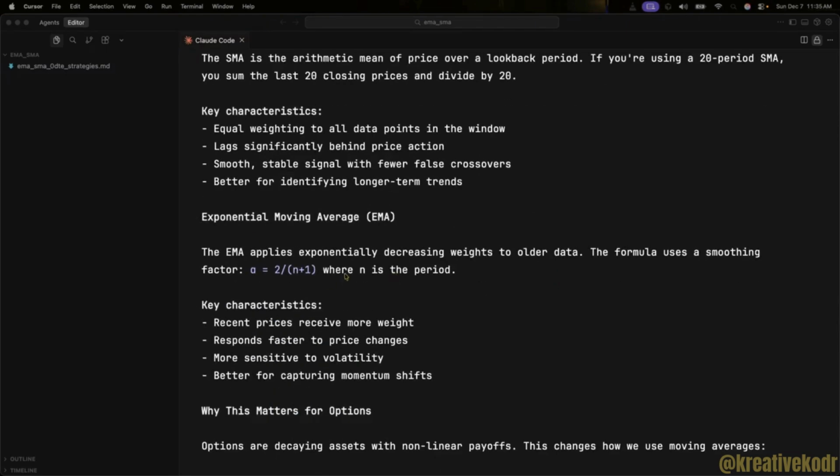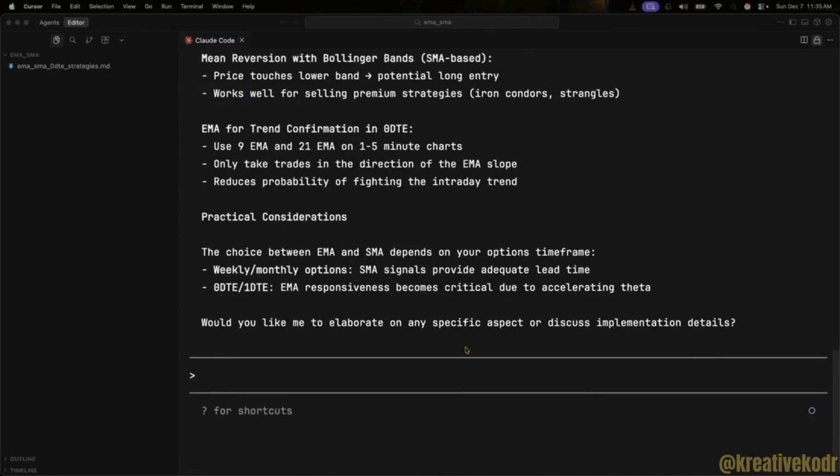Let's go over it quickly. The EMA exponentially decreases the weights for the older data. The formula uses a smoothing factor, right, where n is the period. We already talked about that. Beautiful.